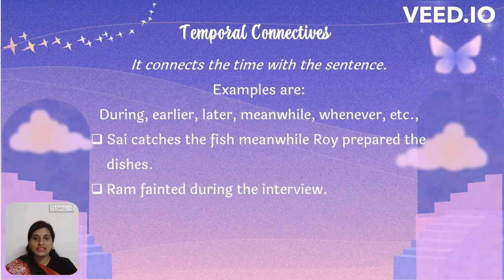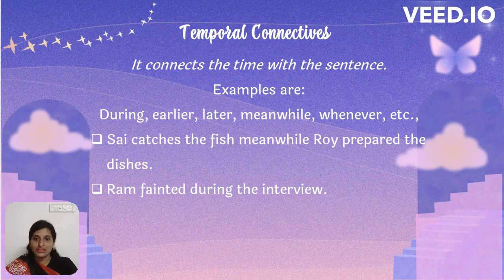Let us quickly look at temporal connectives. It connects a time with the sentences. Some examples of temporal connectives are during, earlier, later, meanwhile, whenever, etc. Sai catches the fish, meanwhile, Rai prepared the dishes.